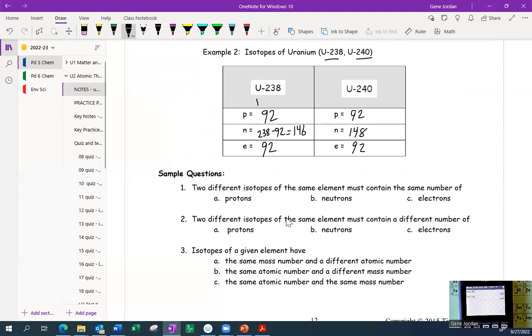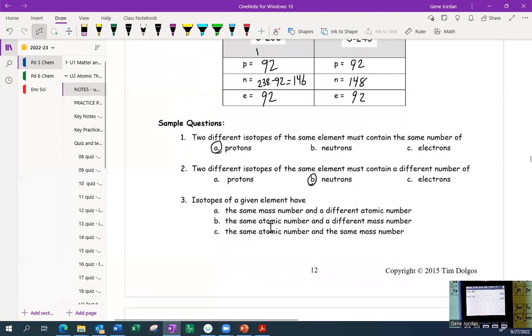Different isotopes of the same element must contain the same number of protons. Two different isotopes of the same element must contain different numbers of neutrons. Isotopes of a given element have the same mass number? No. Have the same atomic number? Yes. Different mass number? Yes. So it's option B.